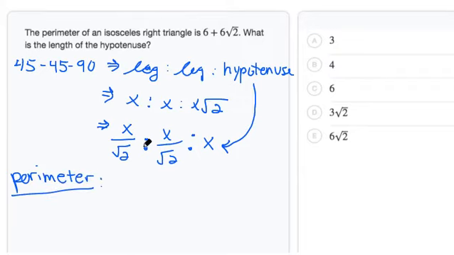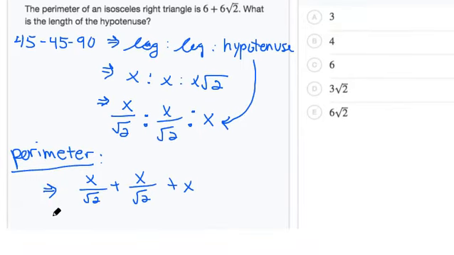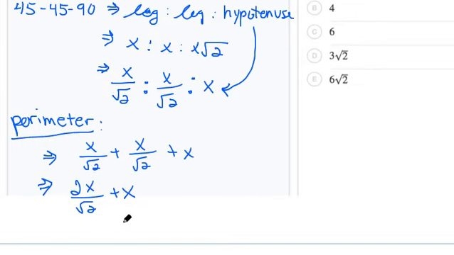Considering the perimeter using our lengths, it's just going to be the sum of all these sides. So x over square root of 2 plus x over square root of 2 plus x. Now we can simplify this a little bit. These are like terms, so we can combine them. There are 2x over square root of 2 plus x. Now usually we don't want to deal with square roots in the denominator, so we can rationalize this term. To rationalize, we multiply this term by the root we're trying to get rid of in the denominator, so square root of 2 over square root of 2.